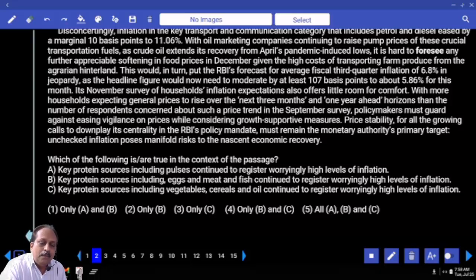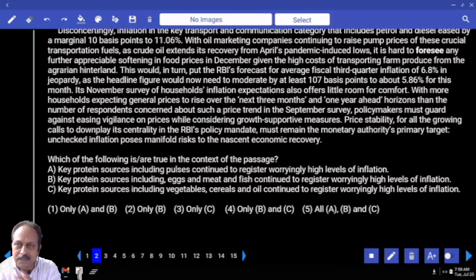True. First one, key protein sources including pulses continue to register worryingly high. Right or wrong? Hold this one. Key protein sources including eggs and meat and fish continue to register. All these have been mentioned clearly in the passage. 1 and 2. Key protein sources including vegetables, cereals and oil. Is it right? Third one, is it true or not true? Not true. So what is the answer here? Only A and B. Which option is that?